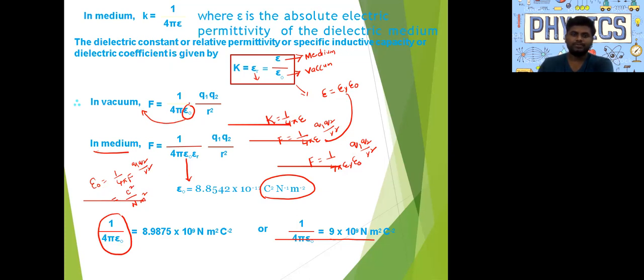And for 1 by 4 pi epsilon naught, we need to find it overall. Then it becomes F r square by q1 q2. F is Newton, r square is meter square, divided by Coulomb square: Newton meter square per Coulomb square. This is the unit for 1 by 4 pi epsilon naught. Most of the students get confused with these units. Okay, in order to avoid that ambiguity, we can follow this way.